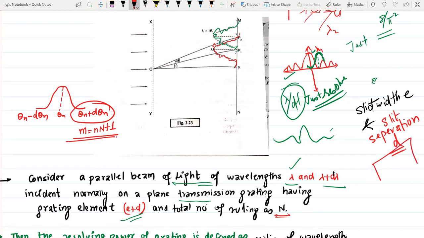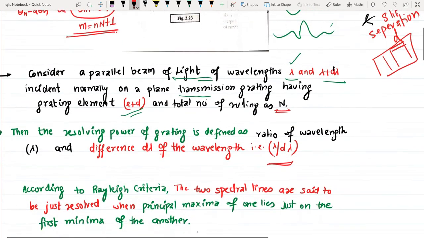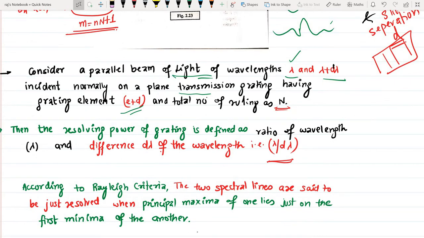If you take a glass plate and do ruling with the help of a diamond, the total number of rulings is N. The resolving power of a grating is usually defined as lambda by d lambda, that is, the ratio of the wavelength to the difference of the wavelengths. The difference is denoted by d lambda. According to Rayleigh's criterion, if I have two spectral lines, the principal maxima of one will coincide with the minima of the other. So the two spectral lines are said to be just resolved when the principal maxima of one lies just on the first minima of the other.